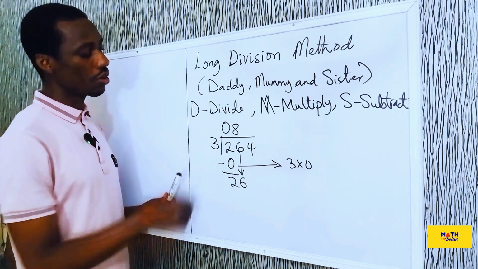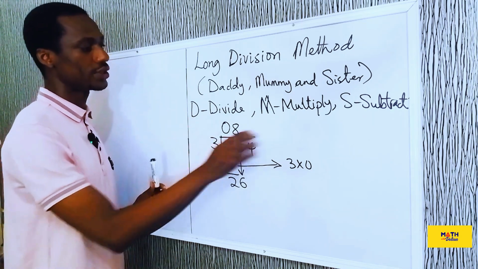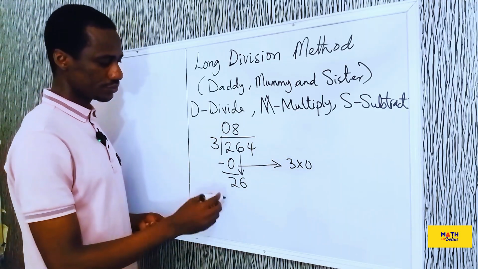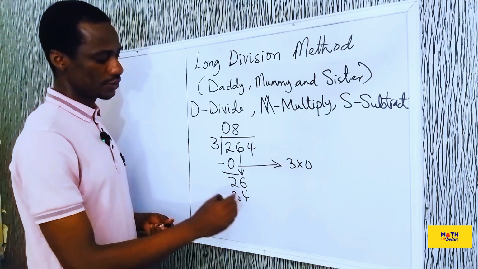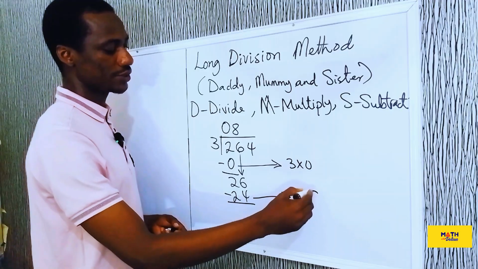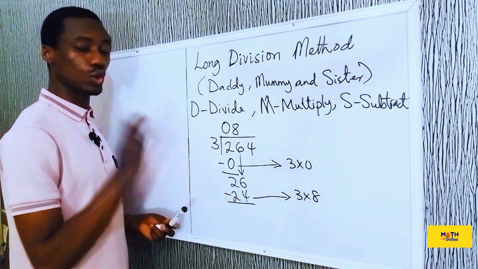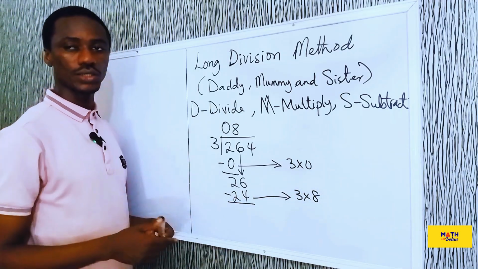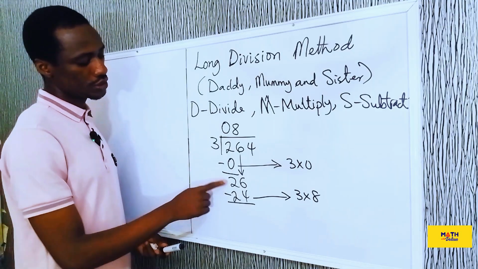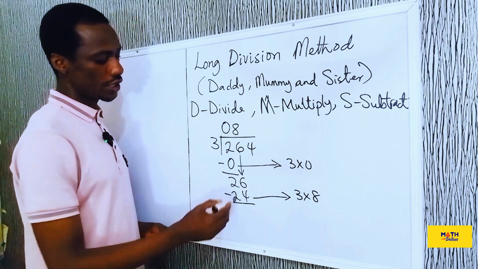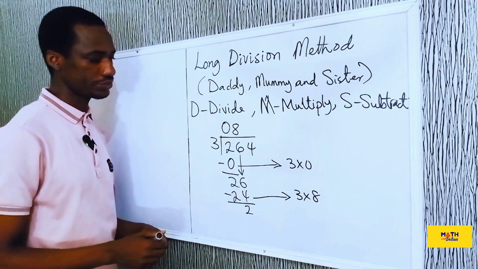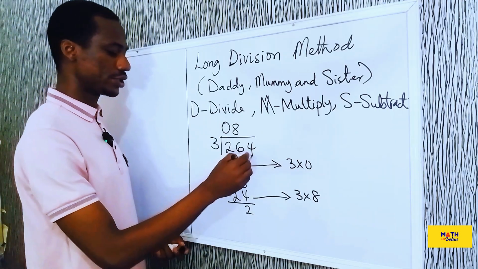So now I go back, that's division. I'm done with this. Move to Mommy, multiply. So 3 times 8 is 24. We already see that from our multiplication fact. That's the closest multiple of 3 to 26. If you don't use the closest, then you won't get the answer. So 26 minus 24 is 2. 6 minus 4 is 2, and 2 minus 2 is 0. And we'll move to the next digits.